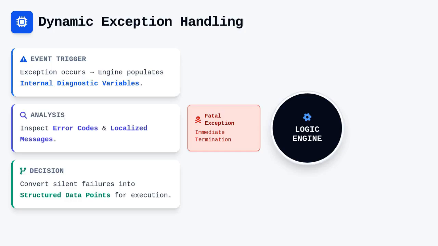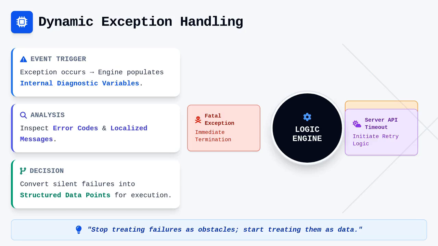For instance, an error indicating a missing UI element might necessitate a different recovery strategy compared to a timeout error generated by a server-side API call. By dynamically reading these messages and status codes into your variables, you turn what would otherwise be a silent failure into a structured data point that informs the ongoing execution of your automation.